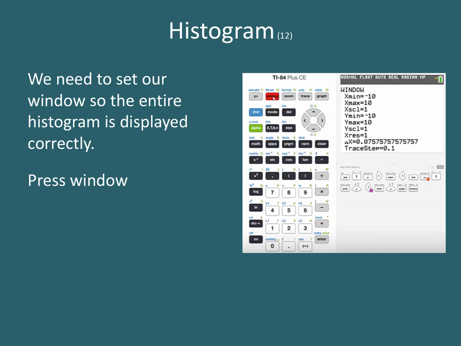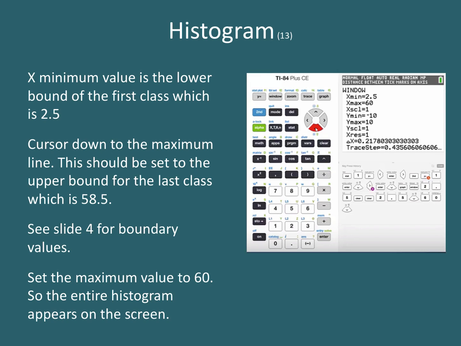And we're going to have to manipulate some of these numbers to get the window that we want in order to properly display our histogram. First, change your x minimum to 2.5. Go ahead and do that now. Next, type the cursor down and change your x maximum to 60.